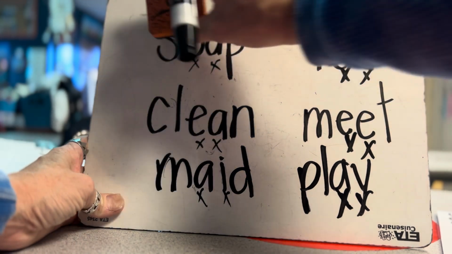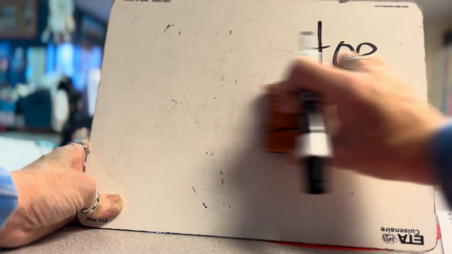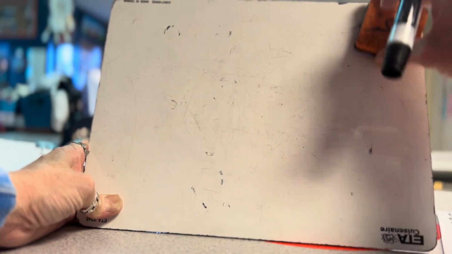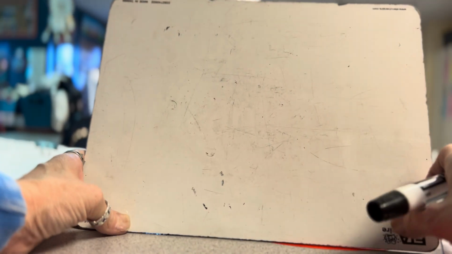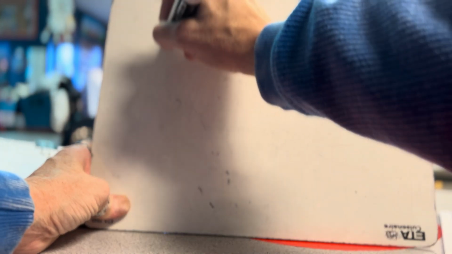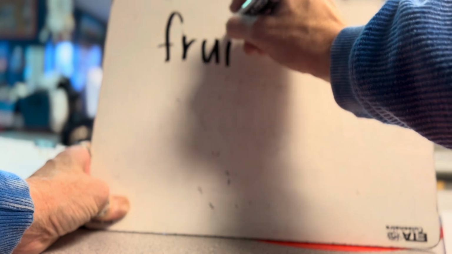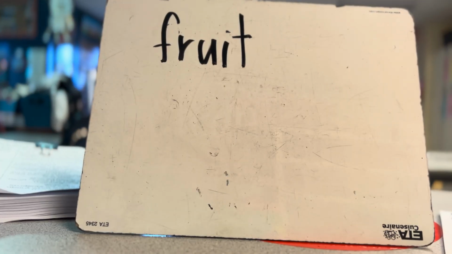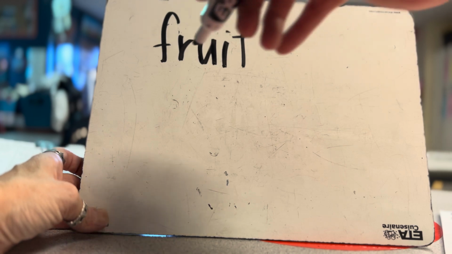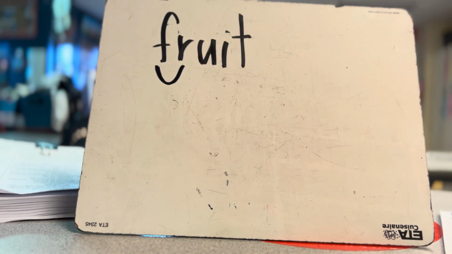All right, today we're going to look at UI and UE. Those are two different adjacent vowel pairs. So let's look at this word. What's the word? Fruit. Very good. What are the two vowels? Well, actually, let's rewind. What is the blend in fruit? Good. FR. What are the two vowels?